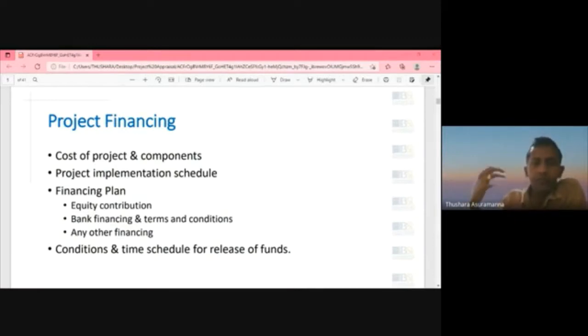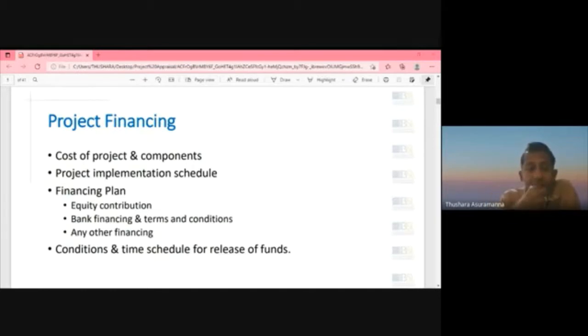Okay, so now we try to understand some steps of project financing, right? Cost of project and components. That's why I have even given you a separate sheet, a separate document, to understand what the components are, what the project items are, and how we are going to arrive at those things. So once we have done this, we will discuss that tutorial also.